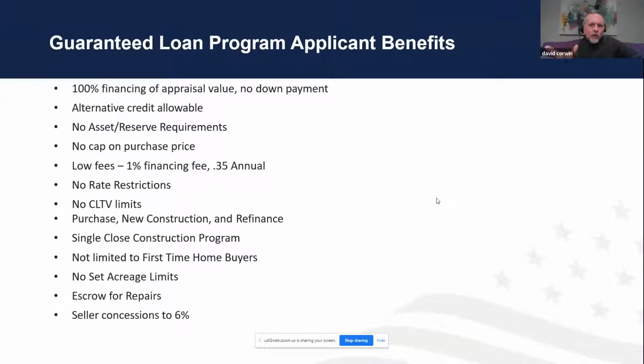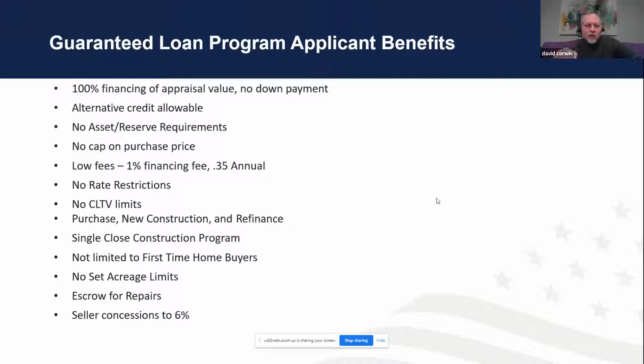Now, what the program offers as far as potential clients are concerned, the main thing, which Pete already alluded to, is 100% financing. So no down payment, 100% financing of the appraised value. Unlike a lot of other programs, not just based on sales price, if the home appraises for more than the sales price, that's extra room they have. They can roll in closing costs, maybe some repairs, whatever. We'll go all the way up to the appraised value, regardless of the sale price.